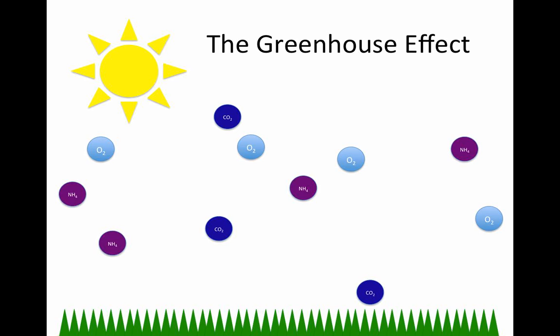The purple color is CH4, that's methane. And the dark blue is carbon dioxide, CO2. So all of these gases naturally exist in our atmosphere as it is.